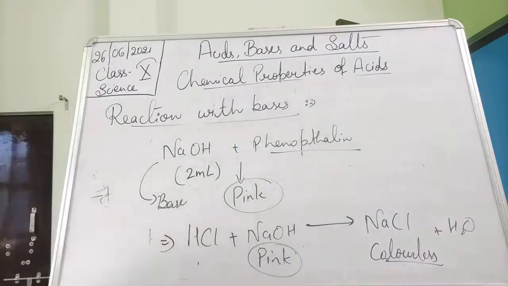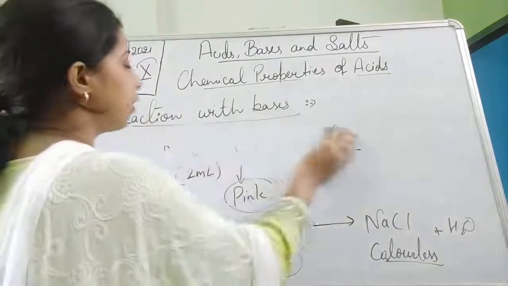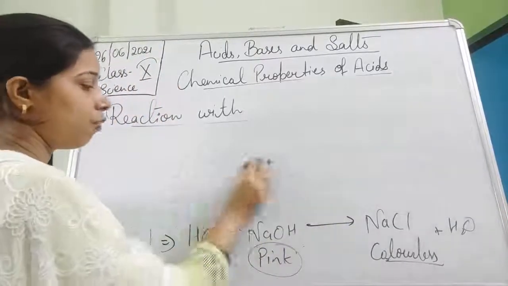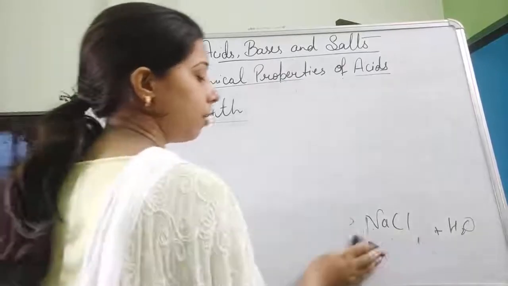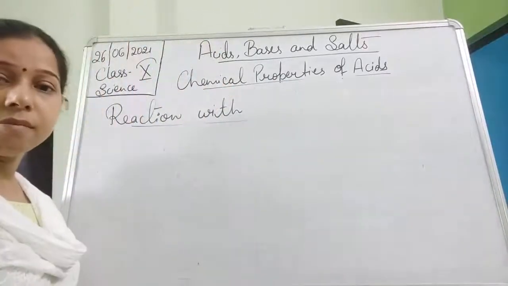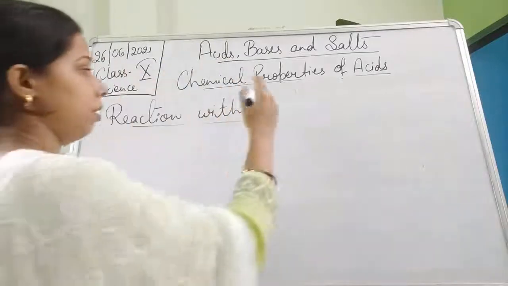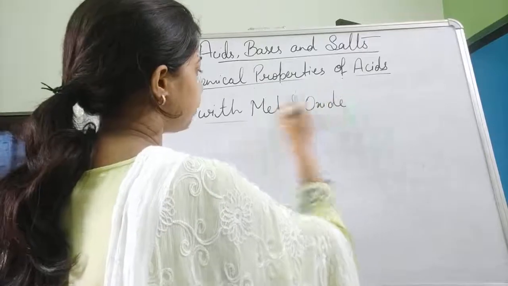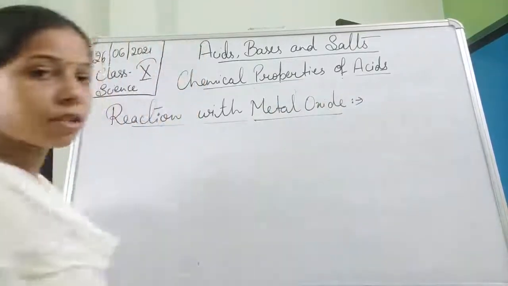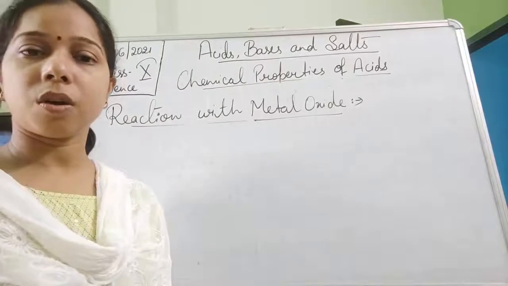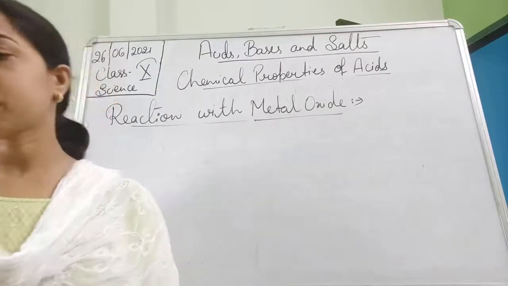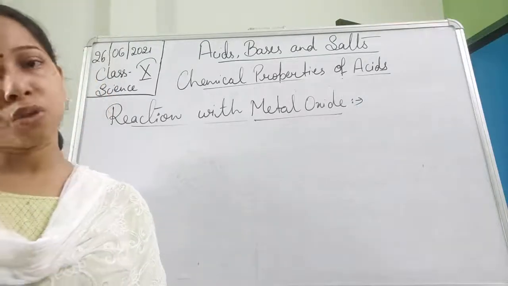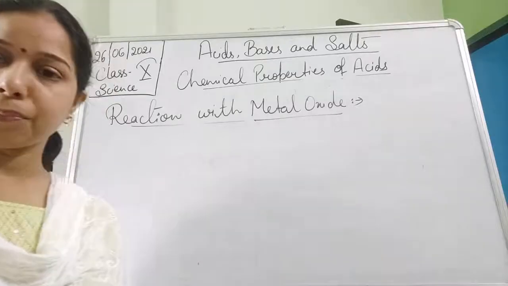Now the next one is reaction with metal oxide. What will happen when acid reacts with a metal oxide? Reaction with metal oxide. So acid reacts with the metal oxide to form salt and water.